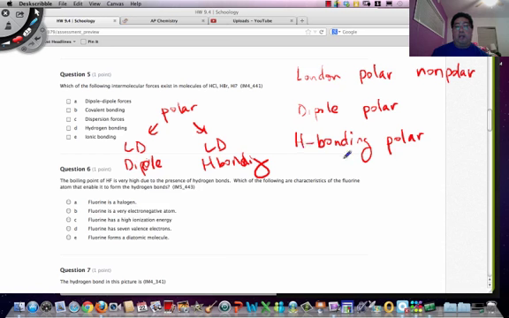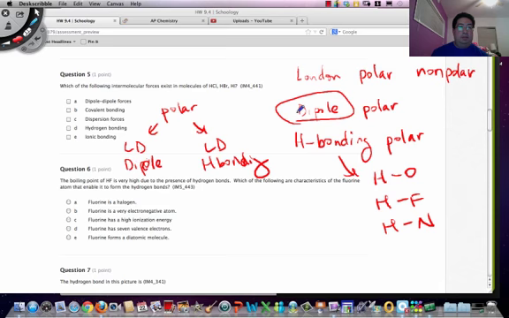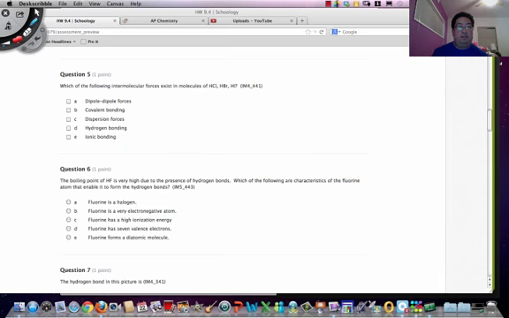Now remember, for H bonding, you have to have H bonded to either O, F, or N for it to be hydrogen bonding. If H is bonded to anything else, it's got to be dipole. And so hopefully that'll give you enough information for you to figure out question 5.